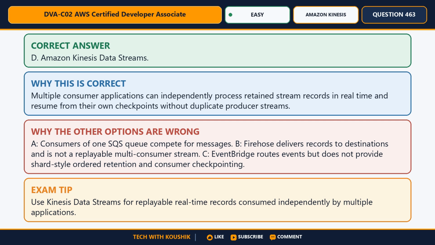A. Consumers of one SQS queue compete for messages. B. Firehose delivers records to destinations and is not a replayable multi-consumer stream. C. EventBridge routes events but does not provide shard-style ordered retention and consumer checkpointing. Exam tip. Use Kinesis Data Streams for replayable real-time records consumed independently by multiple applications.